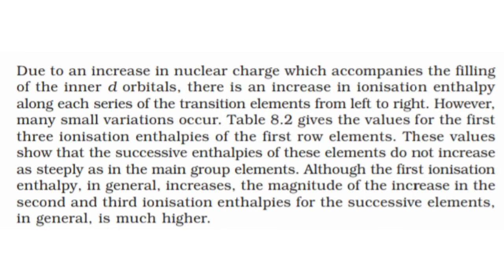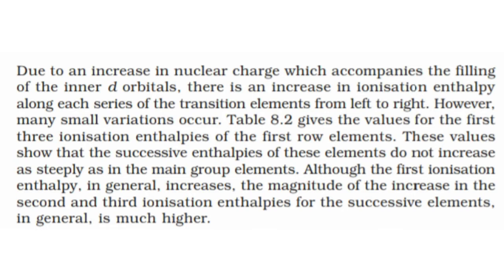8.3.3 Ionization enthalpies. Due to an increase in nuclear charge which accompanies the filling of the inner d orbitals, there is an increase in ionization enthalpy along each series of transition elements from left to right. However, many small variations occur. Table 8.2 gives the values for the first three ionization enthalpies of the first row elements. These values show that the successive enthalpies of these elements do not increase as steeply as in the main group elements, although the first ionization enthalpy in general increases.